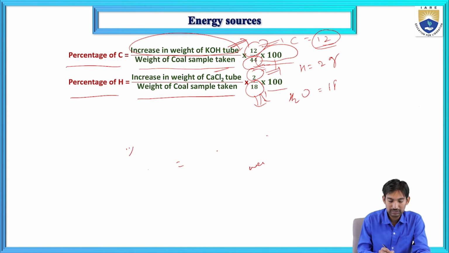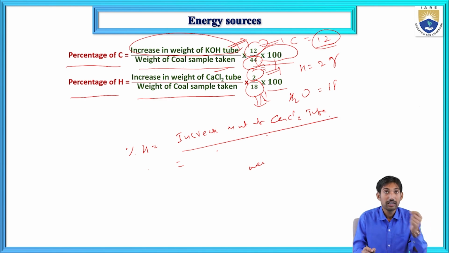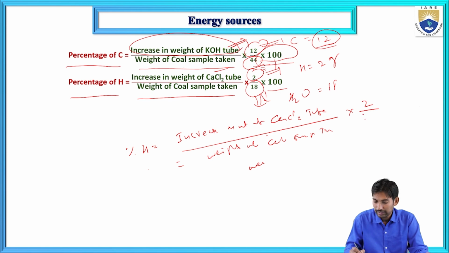The formula for percentage of hydrogen equals the increase in weight of calcium chloride tube divided by weight of coal sample taken, into 2, the weight of hydrogen, divided by 18, the weight of water, into 100. This is how we can calculate the percentage of carbon and percentage of hydrogen using ultimate analysis.